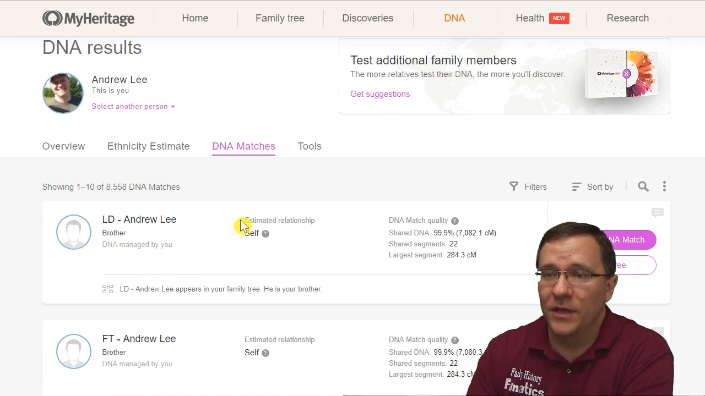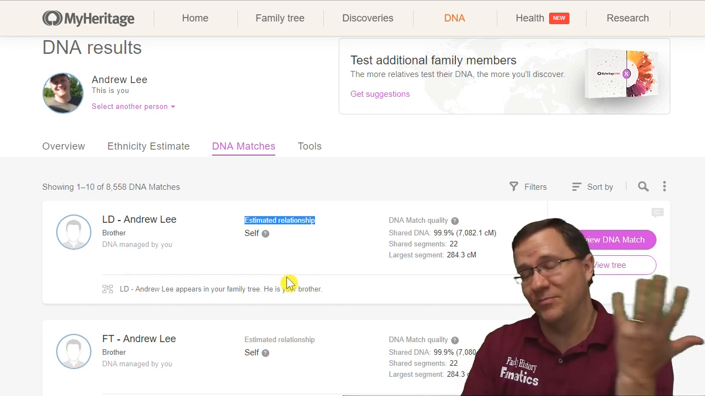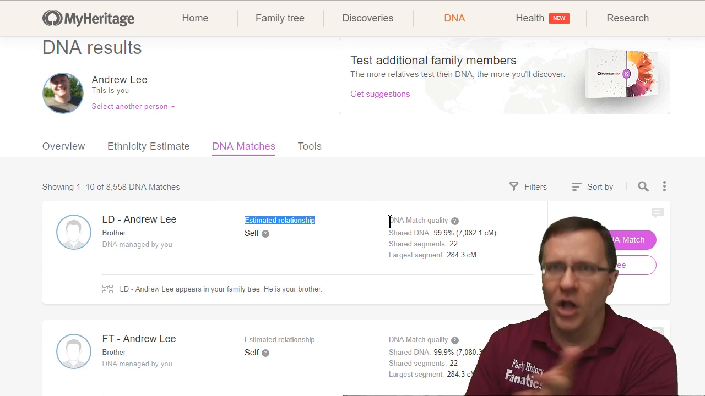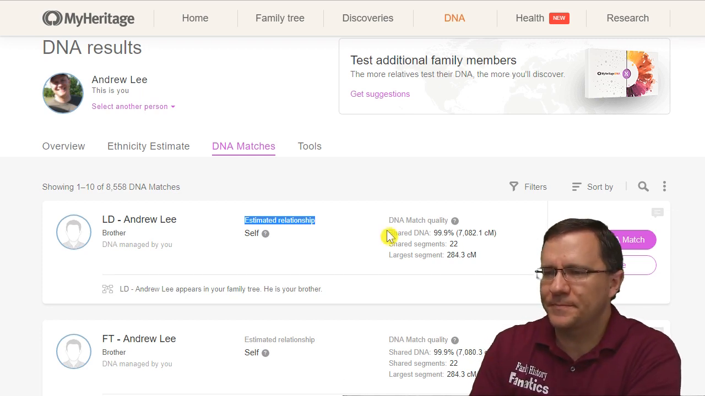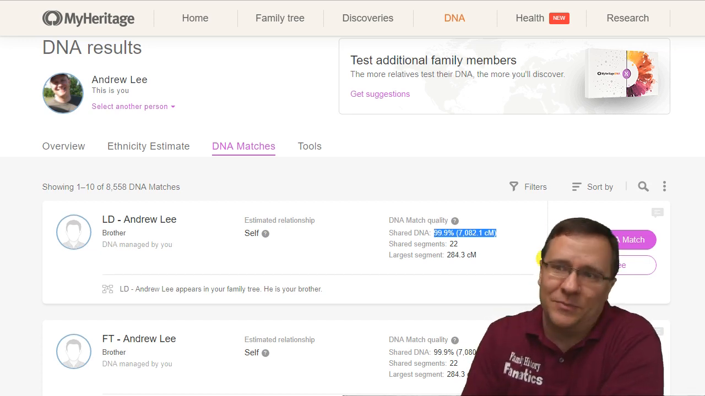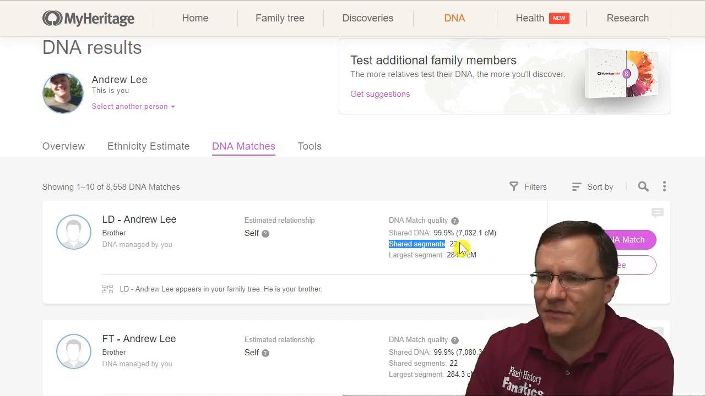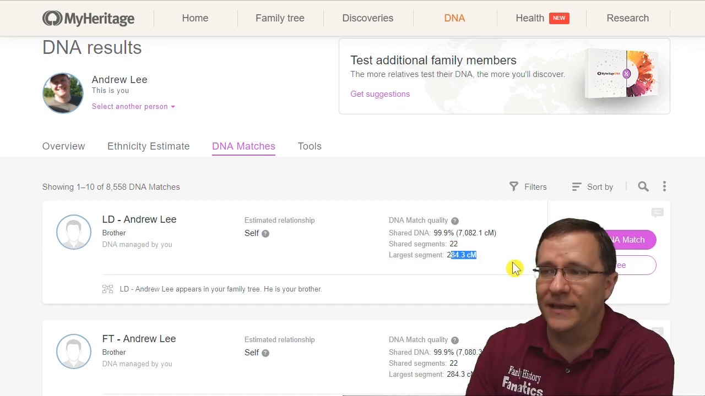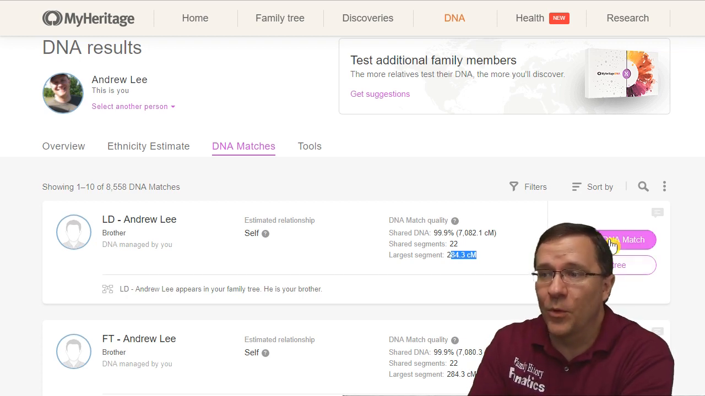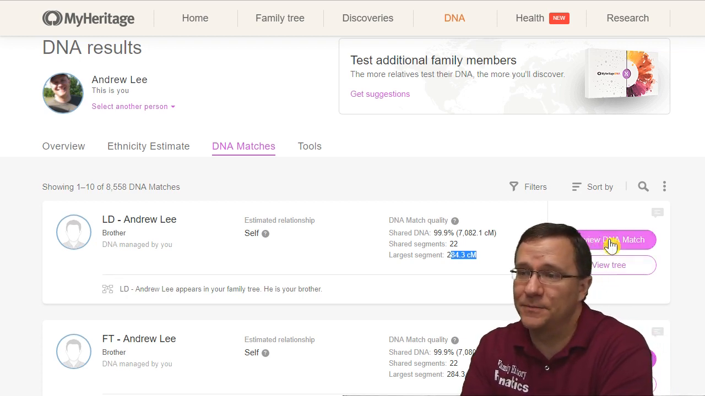It's going to tell me what the estimated relationship is. And in this case, it's myself, because we share all of our DNA in common. It's going to tell me how much shared DNA I have, which is basically 100% because it's me again, how many segments of DNA that is, and it's going to tell me what the largest segment of DNA that is. Then I can go and I can look at my tree, or I can review that DNA match.